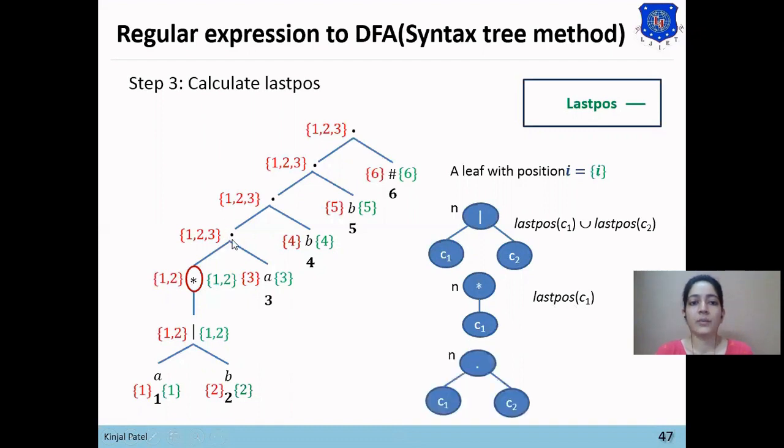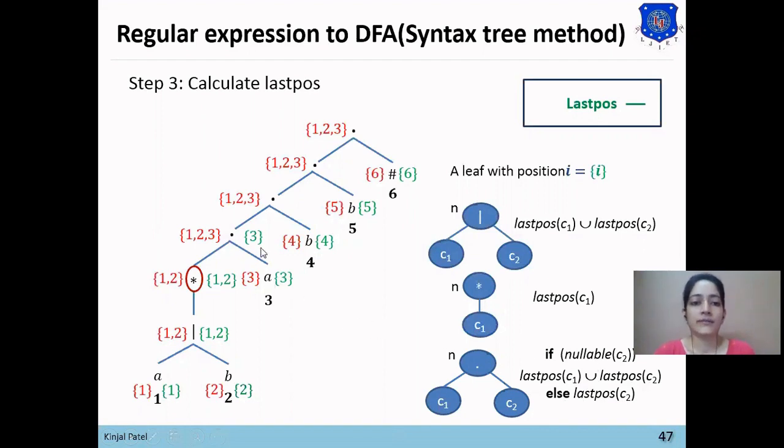Now the next operator is a dot node. So the rule is the same: if nullable of C2, last position of C1 union last position of C2, else last position of C2. In the last position, we will check the second child.